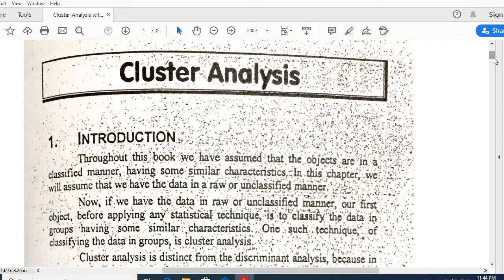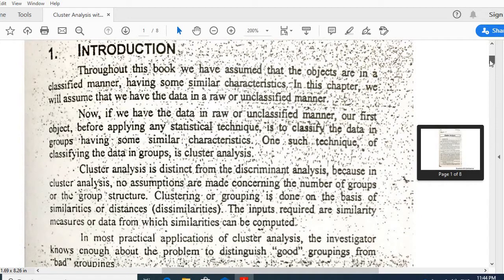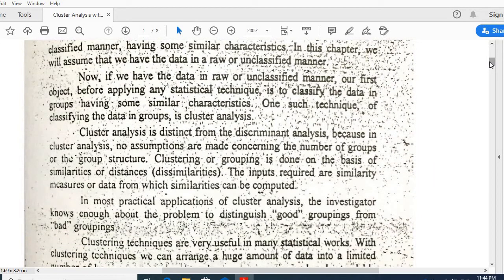One such technique of classifying the data into groups is called cluster analysis. Cluster analysis is distinct from discriminant analysis, which we have not covered in this chapter. It is a topic which comes in the course of advanced multivariate analysis, which is assigned for MPhil students. Cluster analysis is distinct from discriminant analysis because in cluster analysis no assumptions are made concerning the number of groups or group structure. Clustering or grouping is done on the basis of similarities and distances.